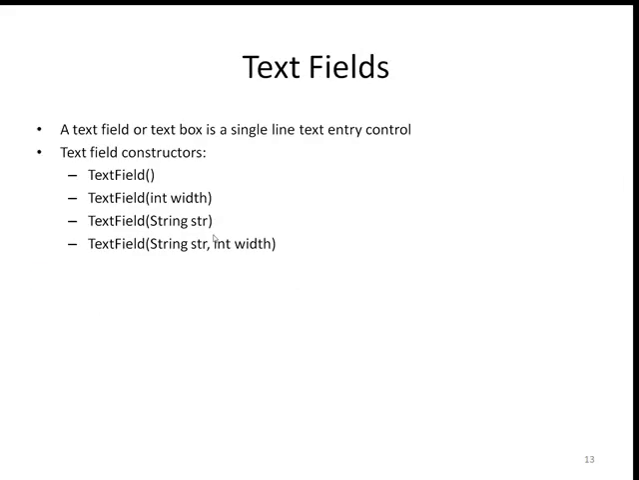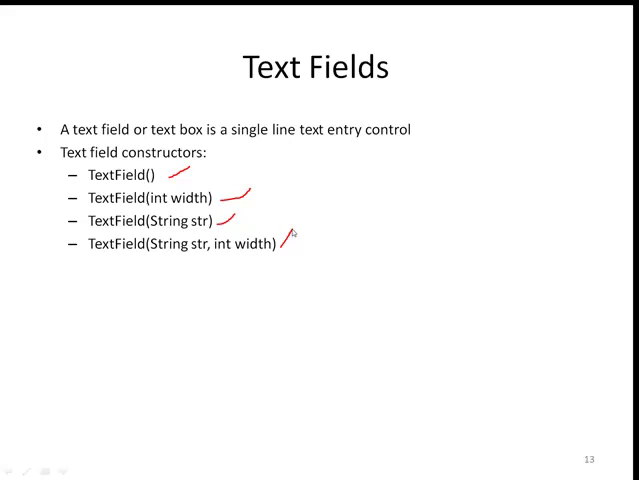Now the next component is the TextField component. The TextField class is used to create a text field control which allows a user to enter a single line of text, and these are the constructors. The first one is used to create an empty text field, and the second one is used to create a text field with a specified width. The third constructor is used to create a text field with a specified default text. And the fourth one is used to create a text field with a specified default text and width.